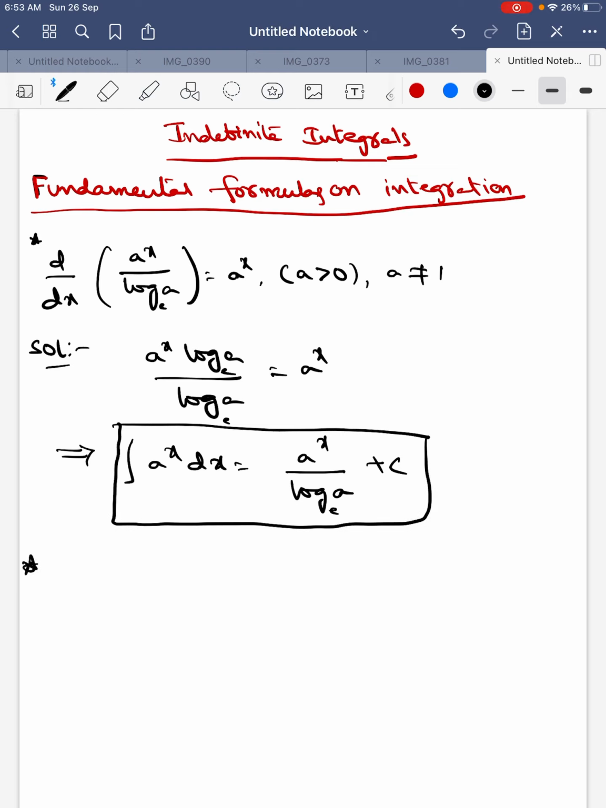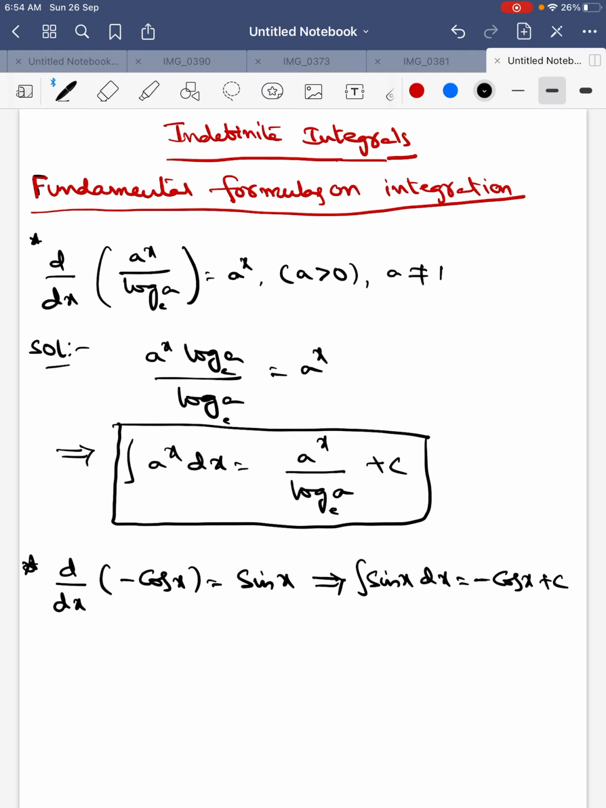Next form. d by dx of minus cos x is equal to sin x. That implies integral sin x dx is equal to minus cos x plus c.